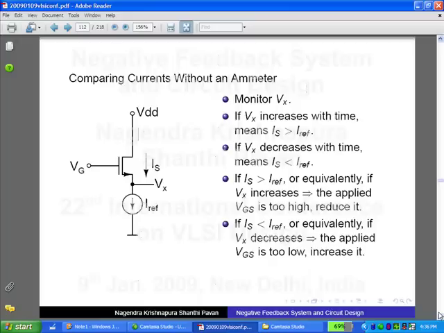Let's say in this example I want to measure the source current and compare it with the reference current and vary VGS, this time keeping the gate fixed but varying the source. Correct? So what do I do? How do I compare the source current with the reference current? Again I use Kirchhoff's law. I connect the two in series. Correct? So if the source current is larger than the reference current, what will happen to Vx?